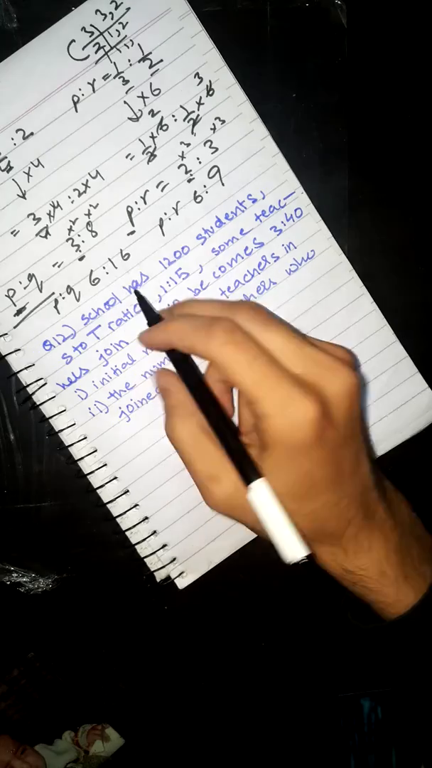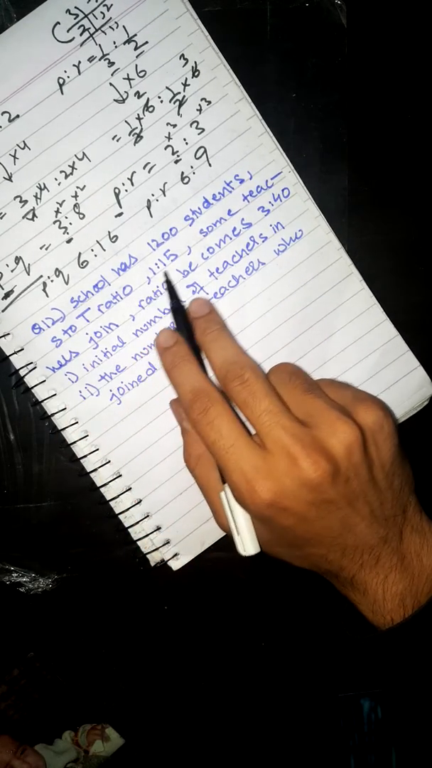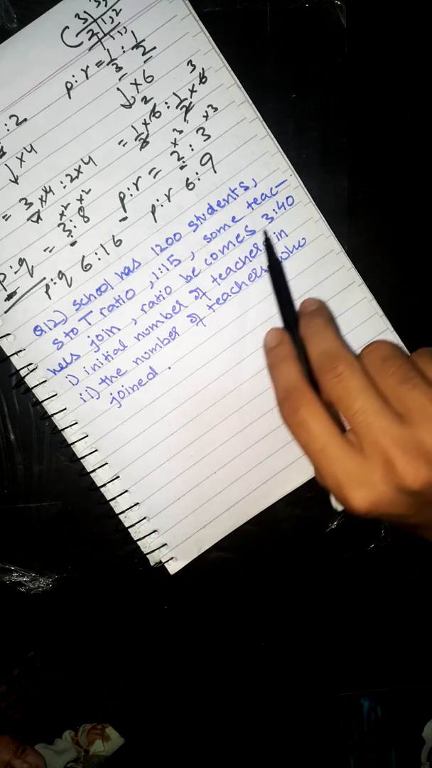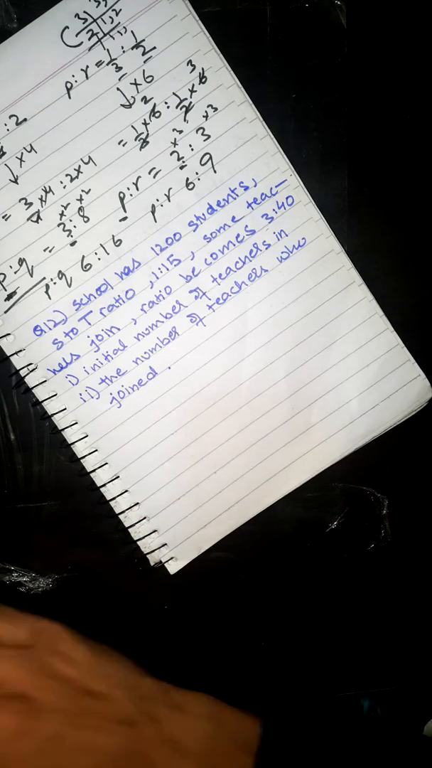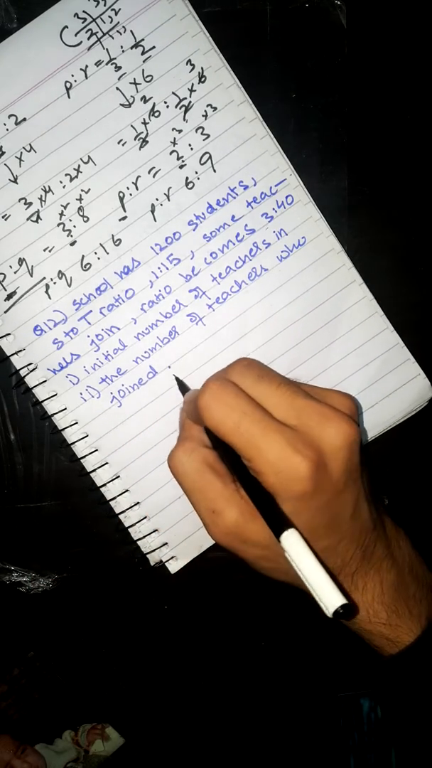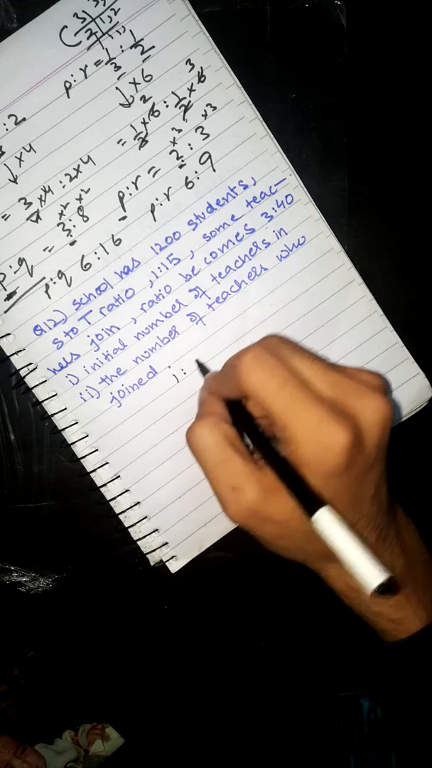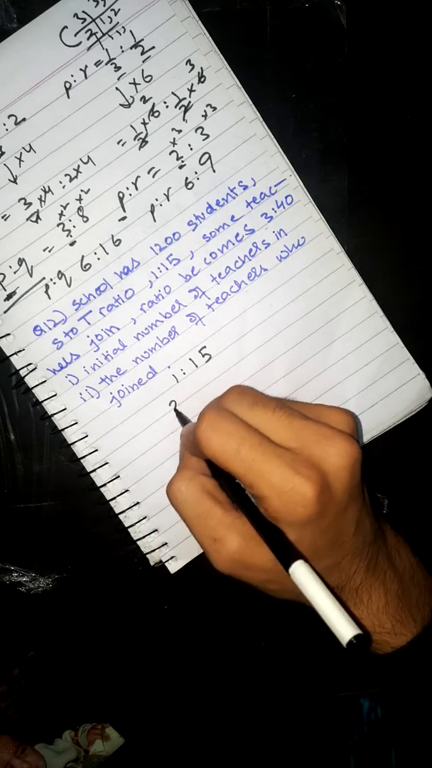Okay, so question number 12 is, a school has 1200 students. The student to teacher ratio is 15 ratio 1. After some time, some teachers join, and the ratio becomes 40 ratio 3. Find the initial number of teachers. So for that, we need to see that there's one teacher for every 15 students.